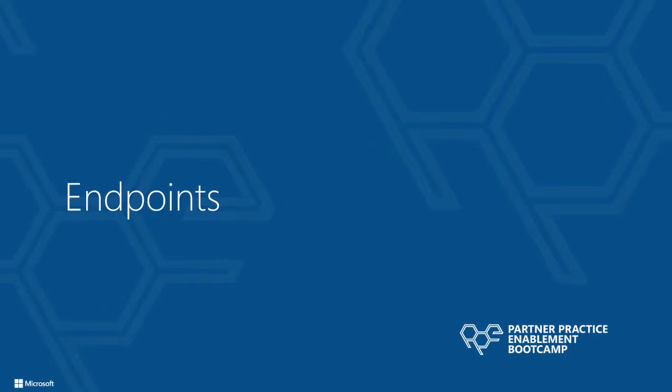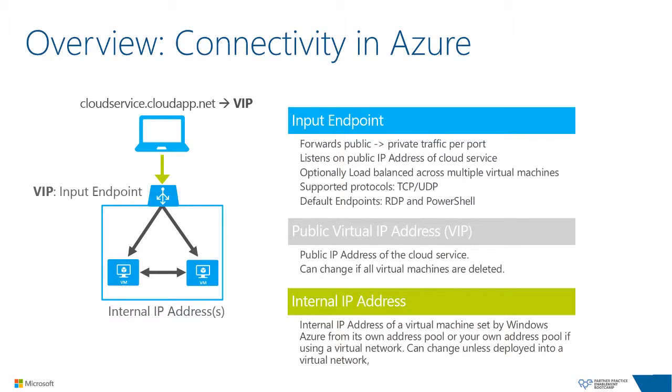Let's start the discussion off with endpoints. All traffic from the public internet comes to Windows Azure virtual machines through the public IP address of the cloud service, which is also known as a VIP. Each cloud service has a public IP, and this IP does not change unless all of the virtual machines are either deleted or shut down at the same time from the portal or PowerShell. Shutting down or rebooting from within the virtual machine does not affect the cloud service IP.